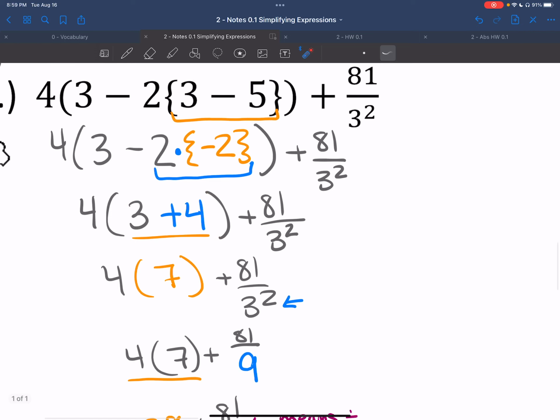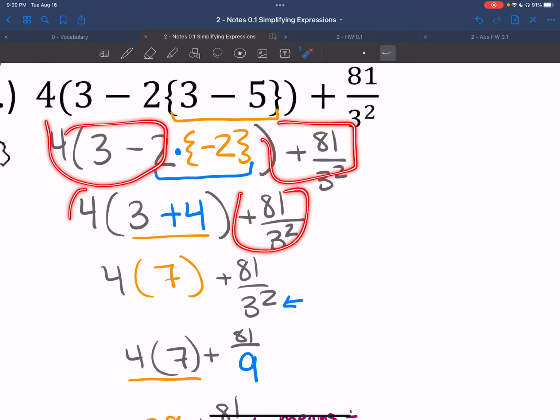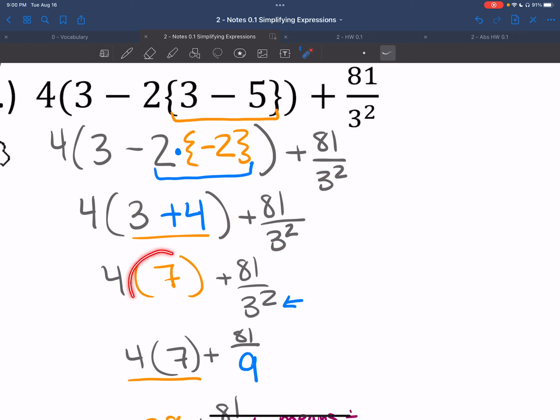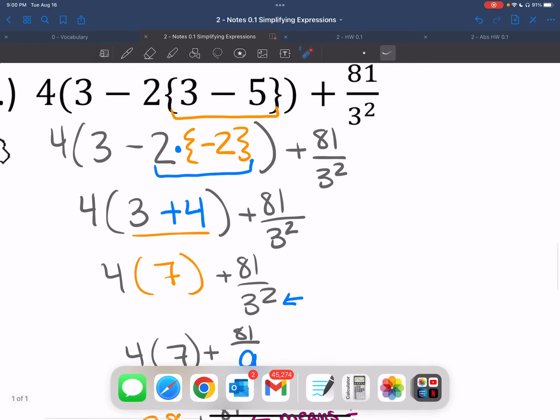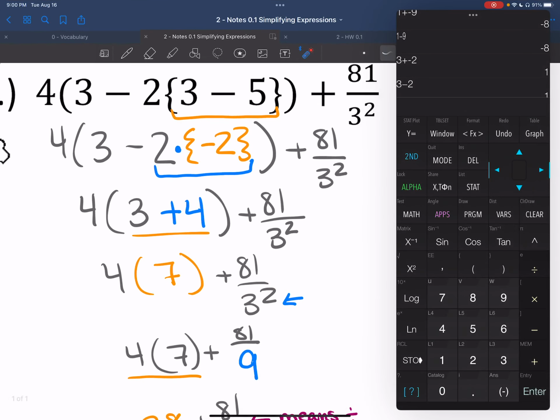Okay. Anytime you do the math, you just keep bringing stuff down. Anything you didn't mess with, you just keep bringing down. So we're at the 7. So I brought everything else down. This gives me exponents left. So I have to do the exponent here. So 3 squared gives me 9. So to do 3 squared in your calculator, you do 3 squared, enter.